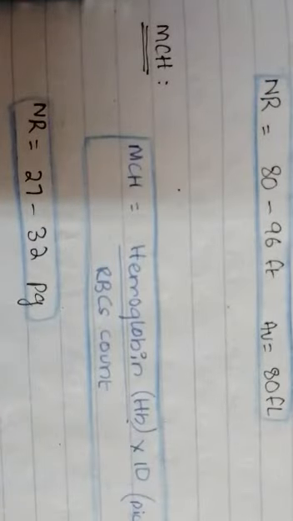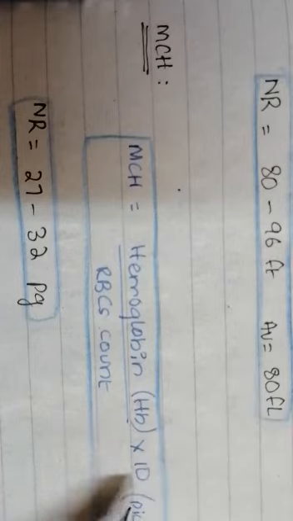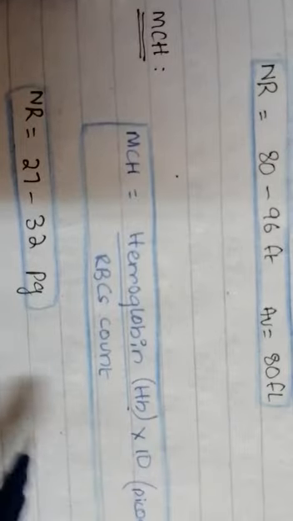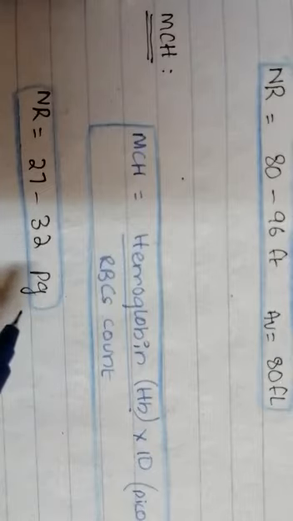The formula for the MCH, the mean corpuscular hemoglobin: the hemoglobin in the cells, the chromasia of the blood cells, can be measured by this method. When you divide the hemoglobin by the RBC count and multiply it by 10, you get the MCH value, and it is in picogram. The normal range for the MCH is about 27 to 32 picogram.